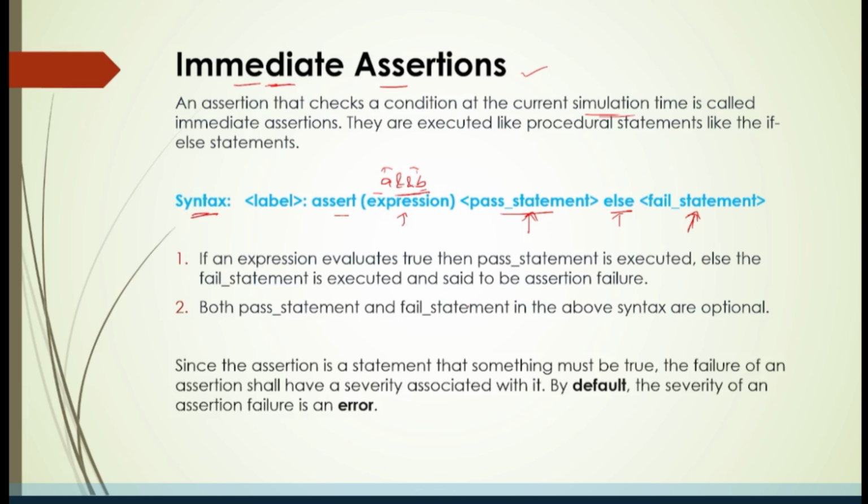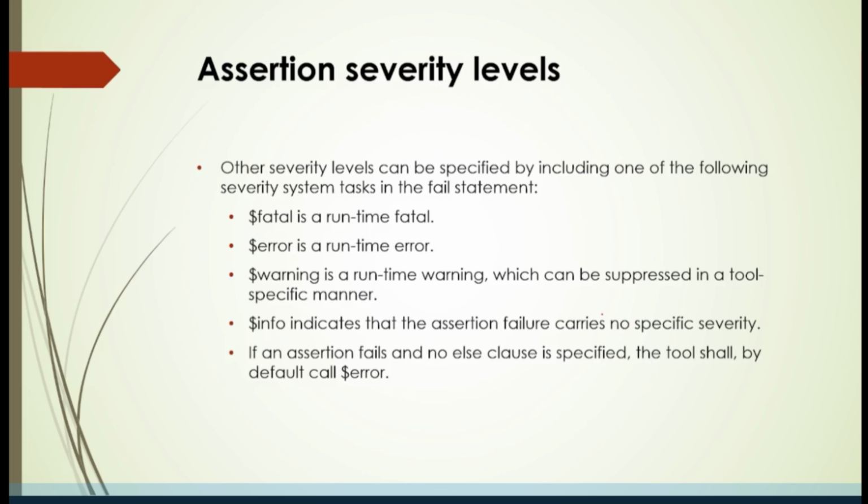So if an assertion evaluates true, it passed. If it fails, then it is an assertion failure. If it is passed, the pass statement will be executed and everything will be fine. If it fails, it will show you that there is an assertion failure. When you are writing these fail statements and building the assertion, depending upon the failing statement's severity, there are again four categories within the assertion failures.